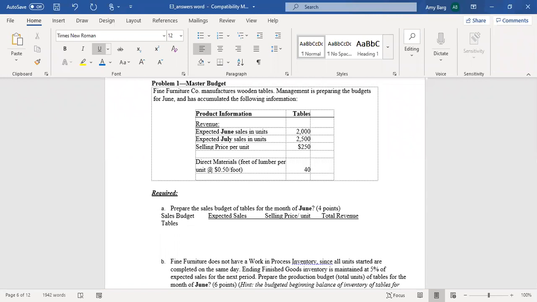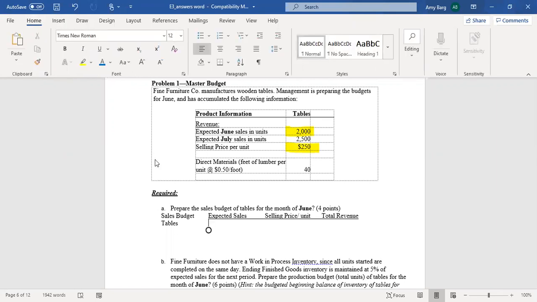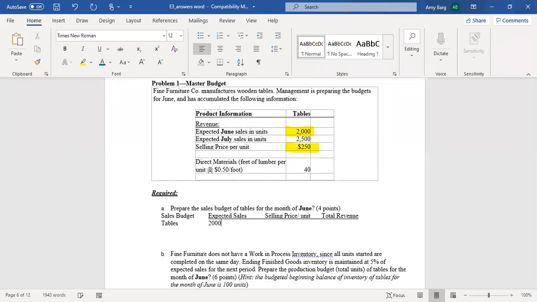So in the question, the information that it gives us, it tells us that the expected June sales are 2,000, and it also tells us that the selling price per unit is 250 per table. So we can just put that information in. 2,000 in expected sales, it's 250 per unit. And if we multiply that together, we get 500,000 in revenue. That's all it wants for that question.